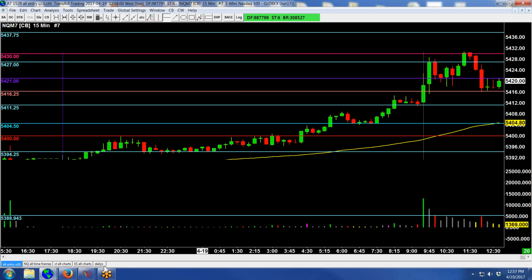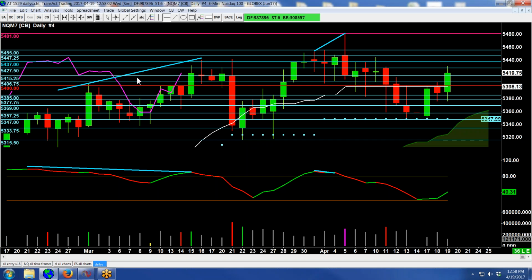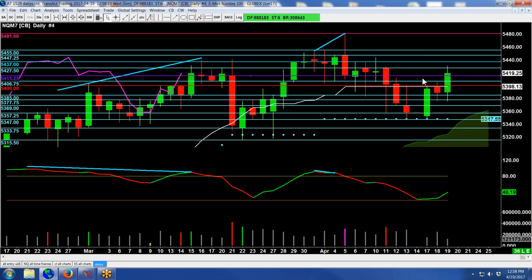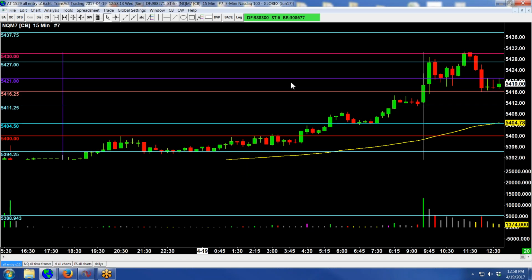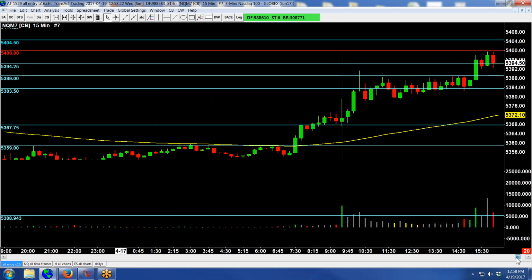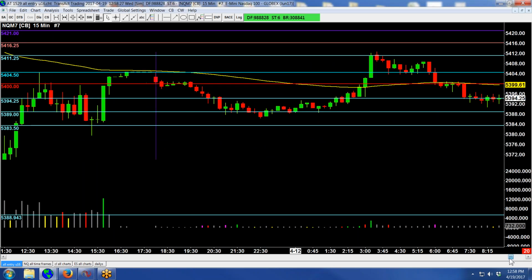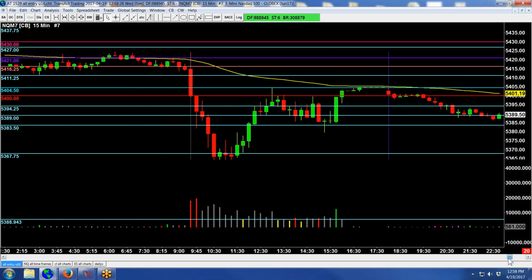Also on the daily, you'll remember that I have 15 1/4 marked here. I'm going to just change the color so you can see which line I'm talking about. Right there, 15 1/4. By drilling down on the 15, you'll see that I actually chose 16 1/4. And if I go back to where I got that from originally, it's right here.